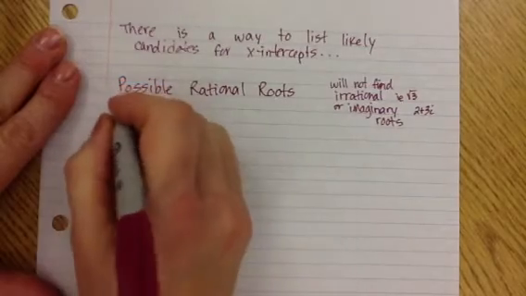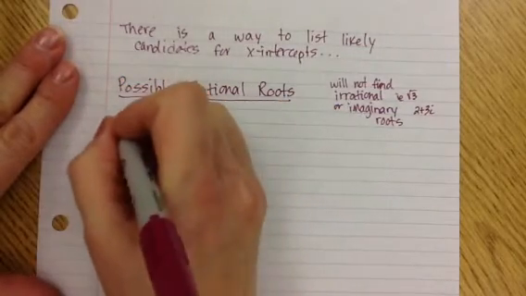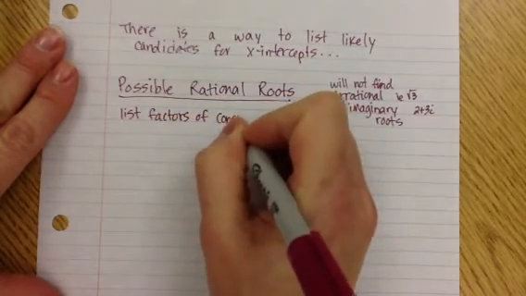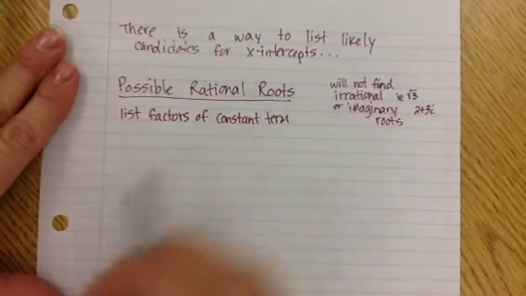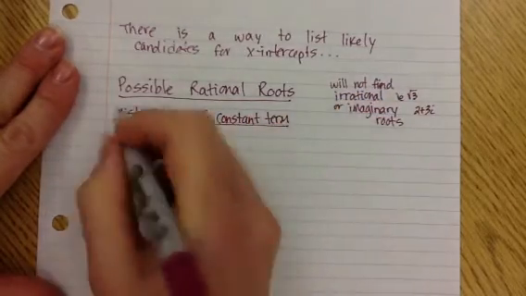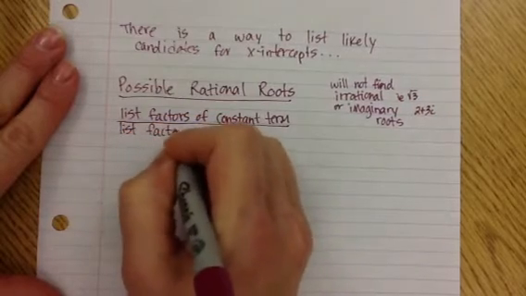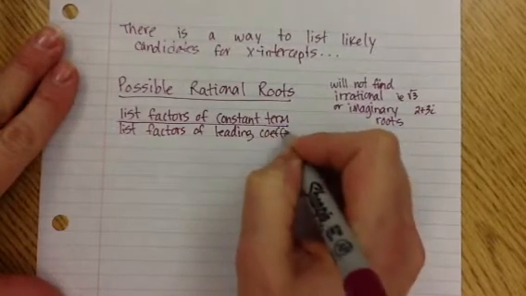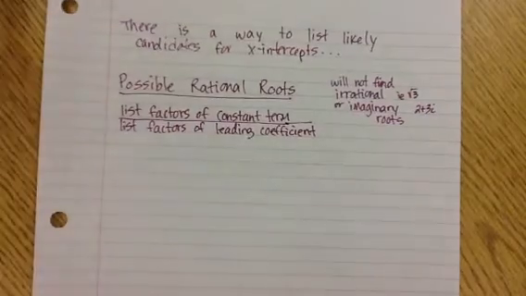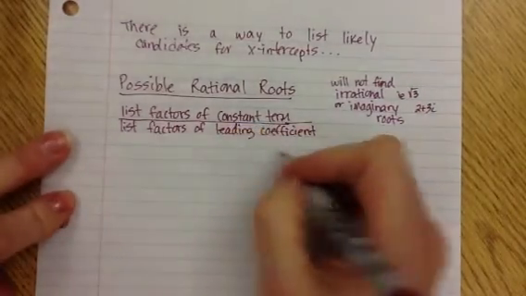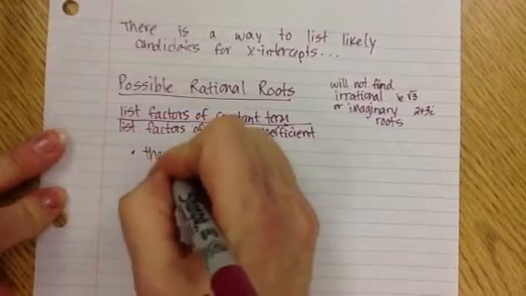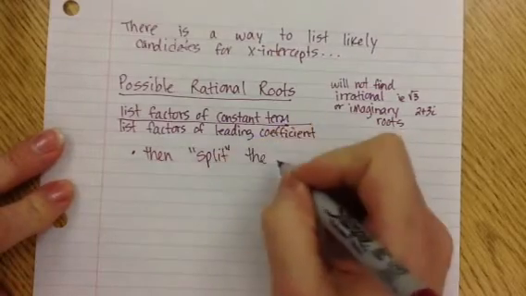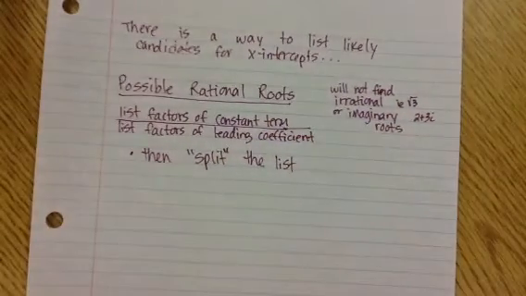So here's how we find our possible rational roots. We are going to list factors of the constant term over a list of factors of the leading coefficient. And then we will split the list. And I'll show you what I mean by that because that's not very descriptive. But you'll know what I mean once you see it happen once.